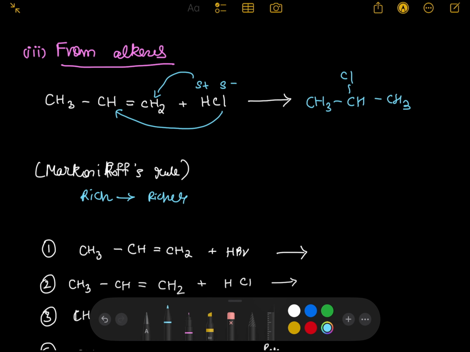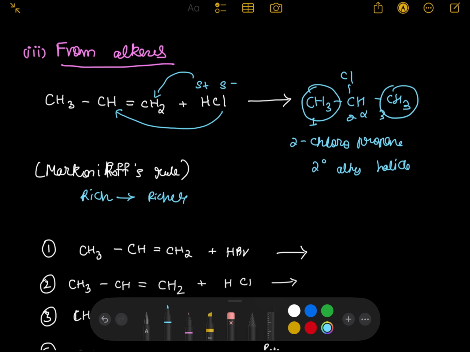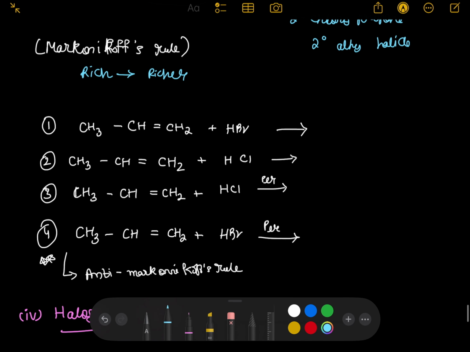Now if I want to name this compound, how am I going to name it? What is my IUPAC name? 1, 2, 3, right? 2-chloropropane. Now what is its alkyl halide degree? It's a second degree alkyl halide, because of the alpha carbon. That's your basics from the first 2 videos, don't forget it. Clear? So remember this as rich becomes richer.